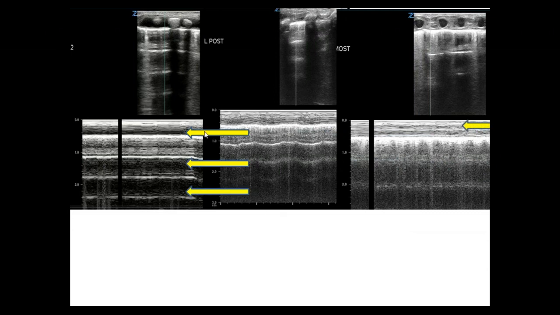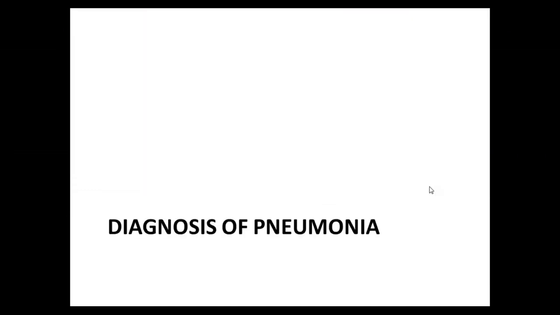So you have the barcode sign, just repetition of A lines, and there is no movement. And here you can see sky, sea, and shore or sand, the same as if you are at the beach.